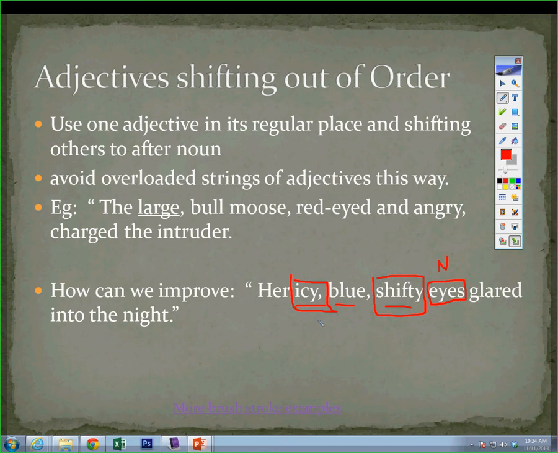But think about this. How does this change the sentence? If we move these two to after eyes, then you're going to get a sentence that reads as follows: Her blue eyes, shifty and icy, glared into the night. Now think about this. If I started out with my camera lens zoomed in on her blue eyes, that's very bland. There's nothing too exciting about that. It doesn't have a whole lot of meaning because blue has a neutral connotation. There's nothing good or bad about it.